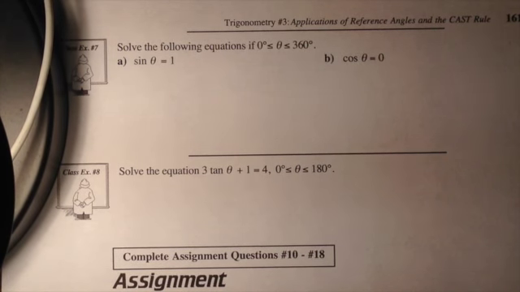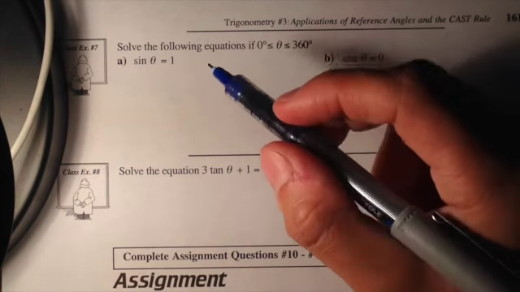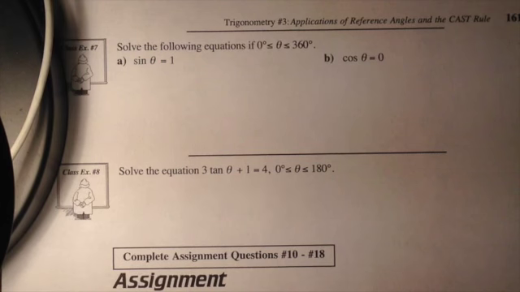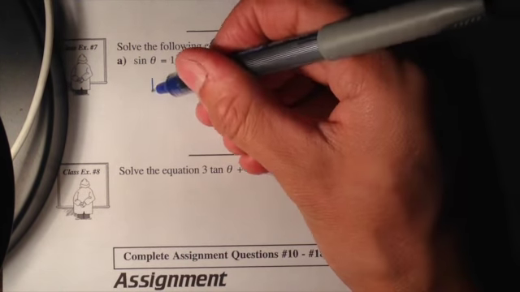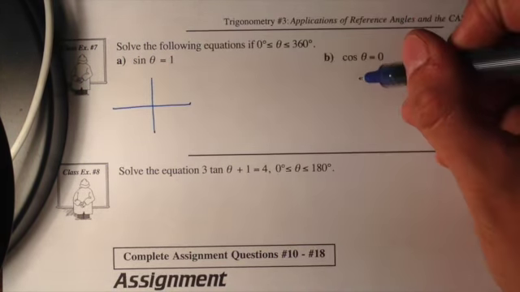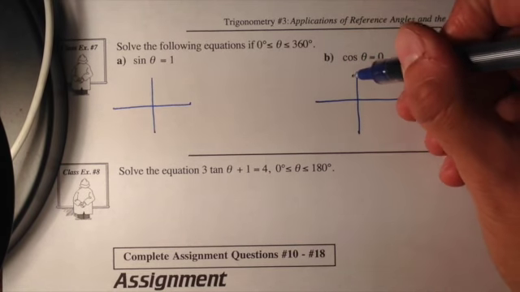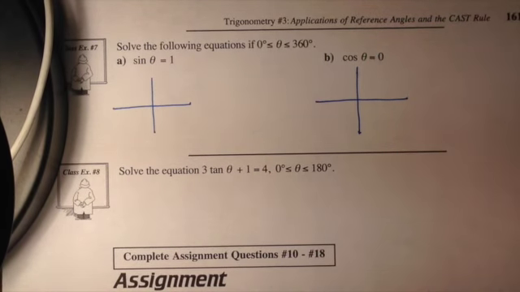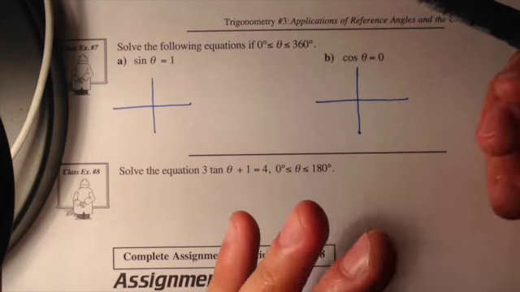Let's look at class example number 7 now. These next two questions might look a little confusing when you first look at them, but if we look at sine theta equal to 1 and cosine theta equal to 0, both these questions are a type of question called a quadrantal. And the reason is because they're both going to have just one answer.